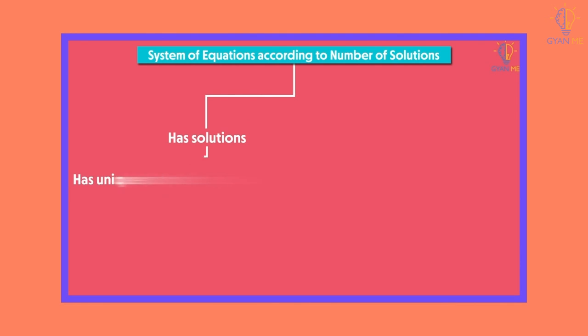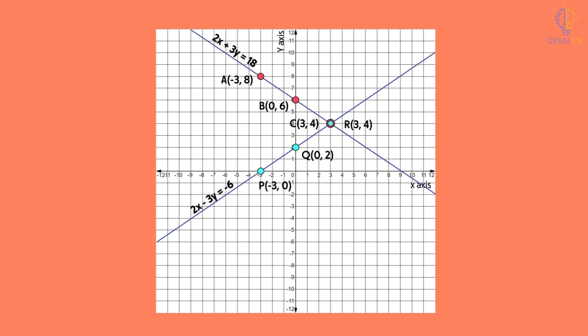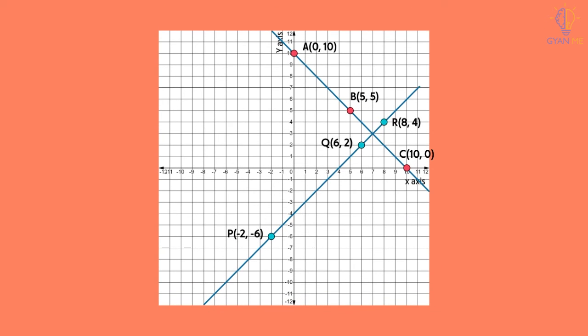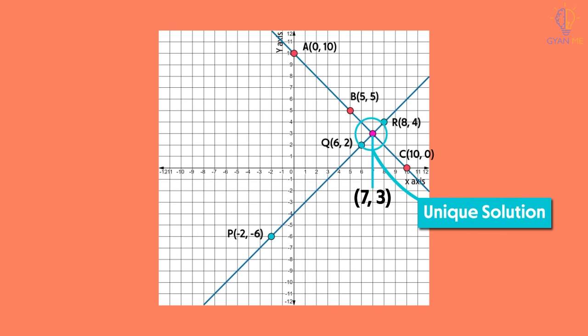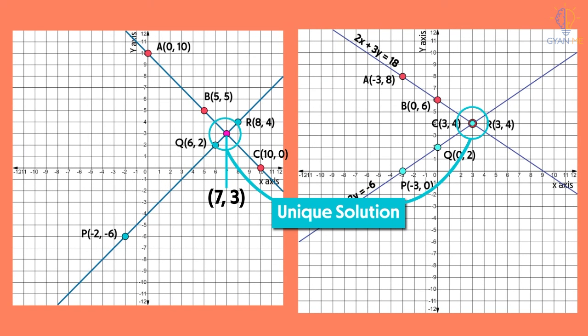Can you recall what we learnt about consistent pair in our previous video? We saw that when a system of linear equation has a unique solution, the system is said to be a consistent system. Thus, the graph of such pair will be two lines intersecting at a unique point, which will be a unique solution to the given pair. Here we find that in first case 7, 3 is a unique solution, and in second case 3, 4 is the unique solution for both our pairs of equations.